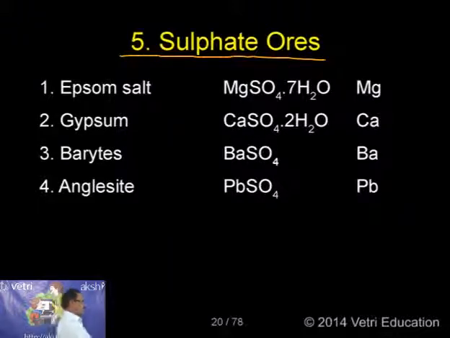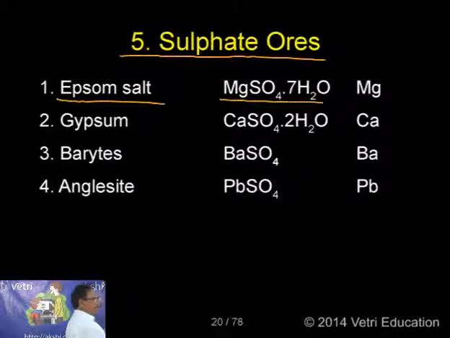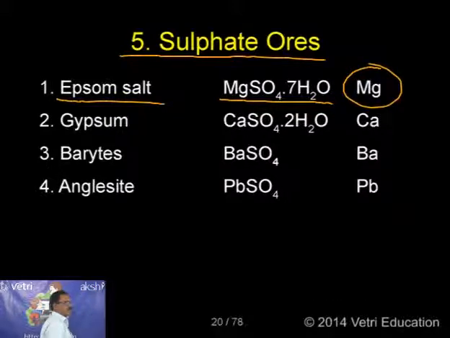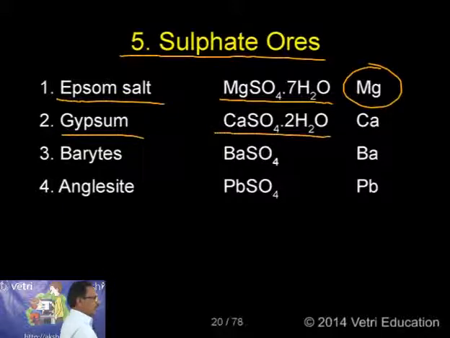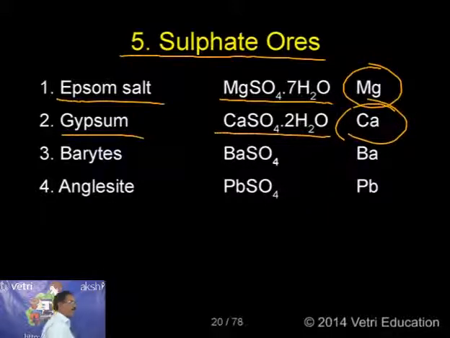Among the sulfate ores, Epsom salt is the most common and important, having the molecular formula MgSO4.7H2O, and magnesium is the metal we are extracting from this mainly. That is magnesium sulfate heptahydrate. Gypsum, another important sulfate ore, has the molecular formula CaSO4.2H2O, calcium sulfate dihydrate. Mainly calcium is the metal we are extracting.